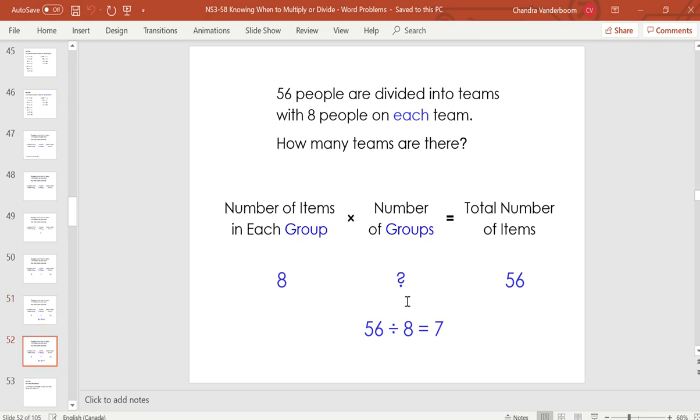And our answer then, our full sentence answer would be, there are 7 teams. Because it asks, how many teams are there? And we should answer, there are 7 teams.